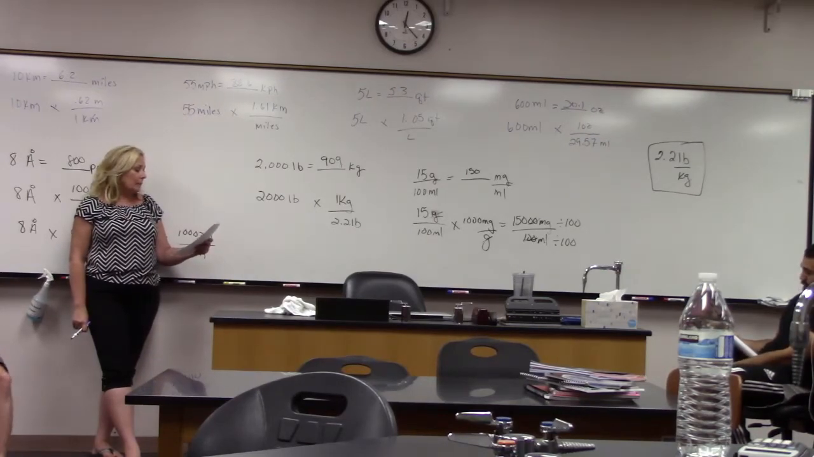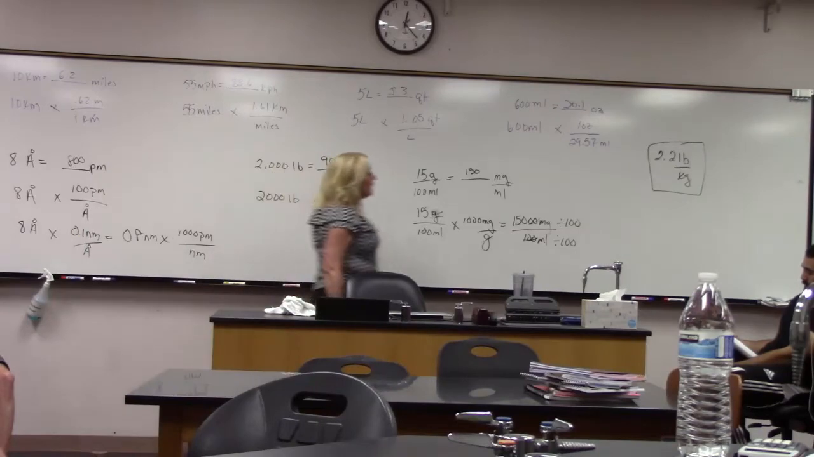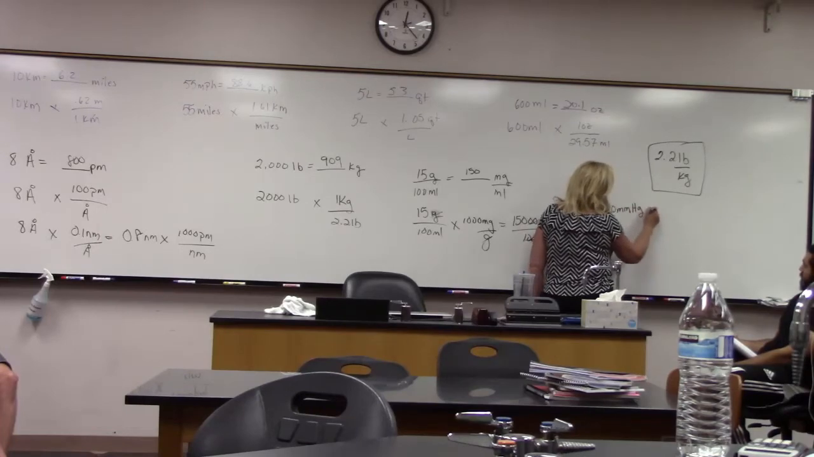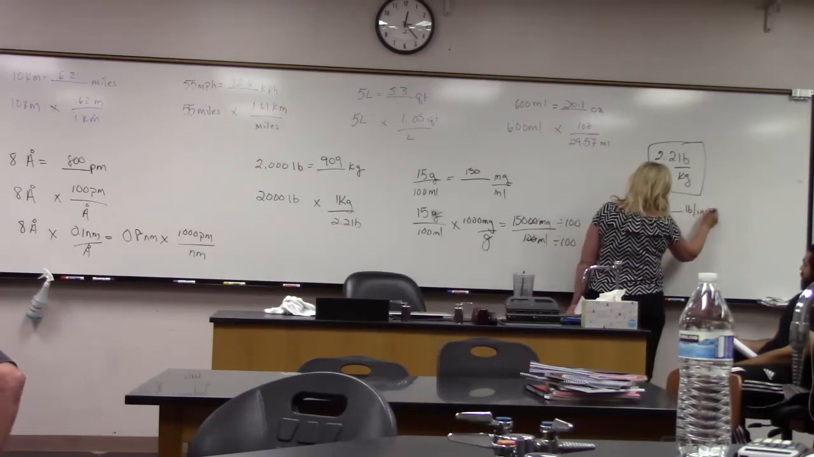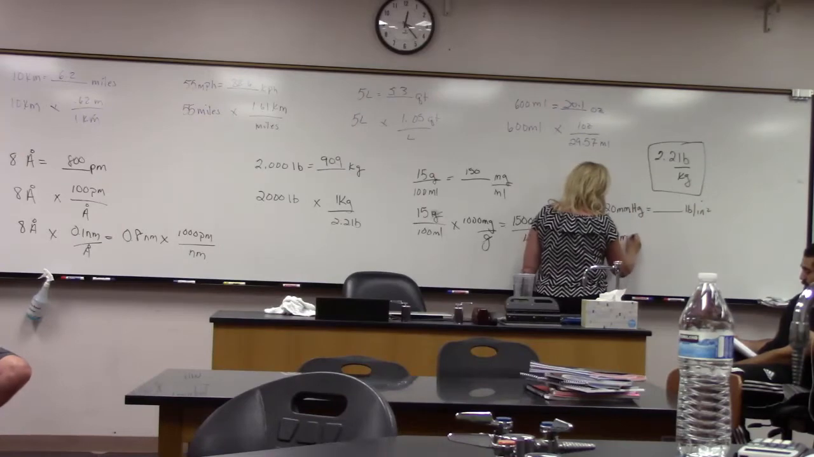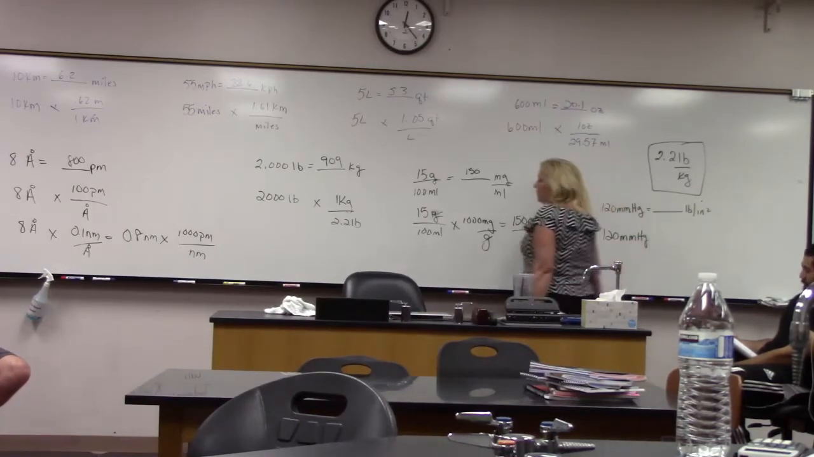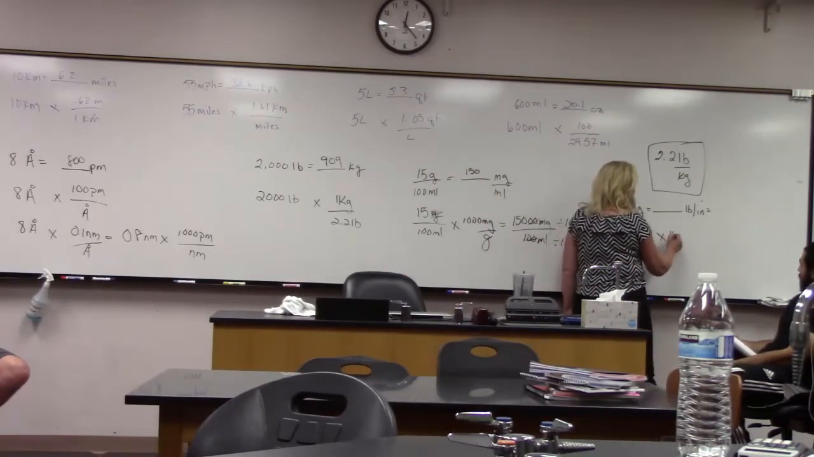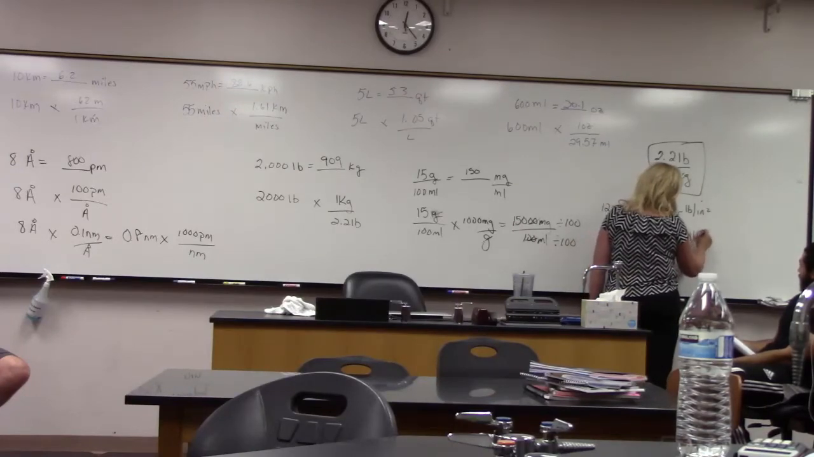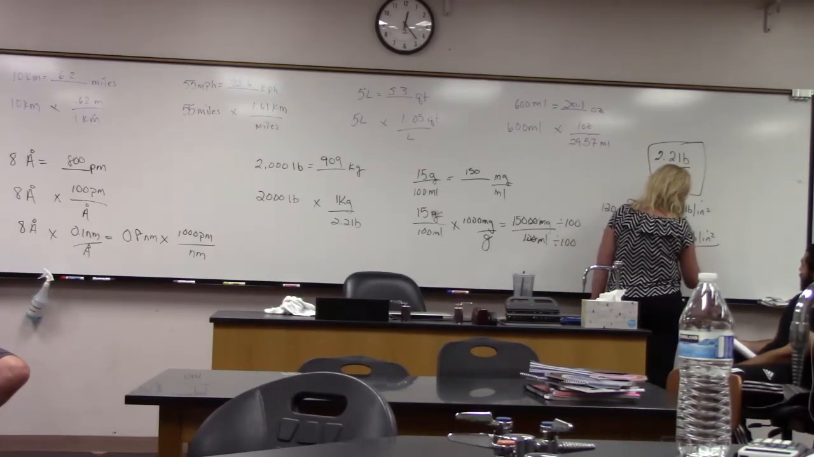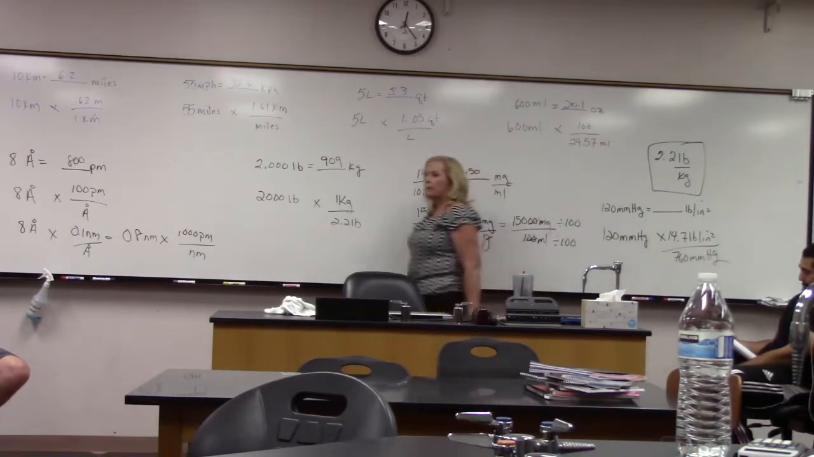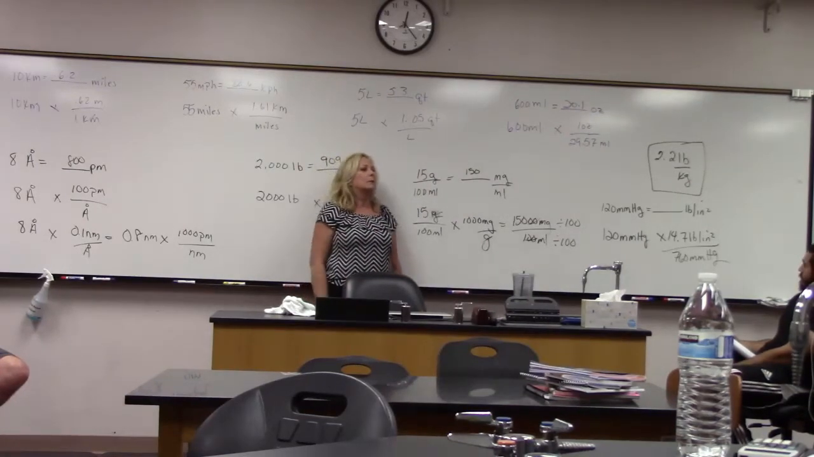Next one, let's see, we have 120 millimeters of mercury blood pressure. They want you to convert that into pounds per square inch. So how do I convert 120 millimeters of mercury into pounds per square inch? 14.7 pounds per square inch, or 760. So 120 divided by 760, multiply by 14.7.